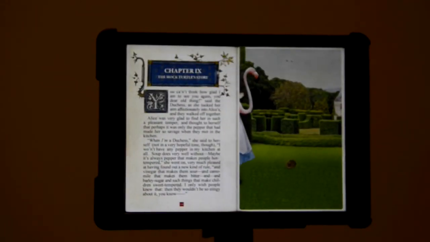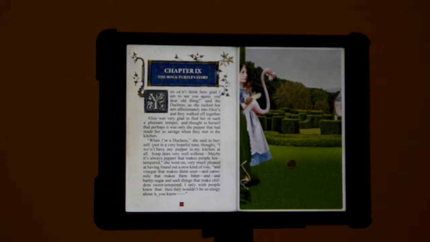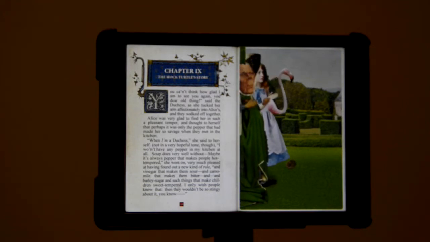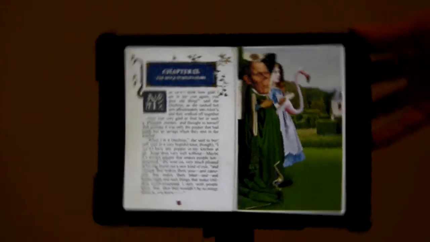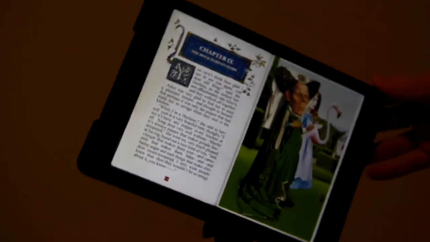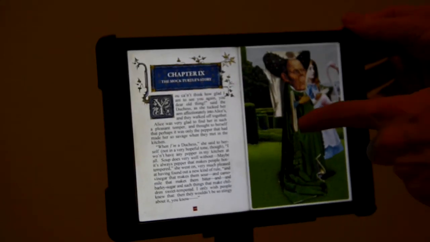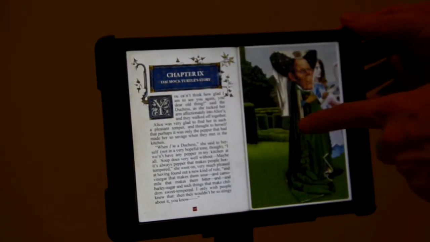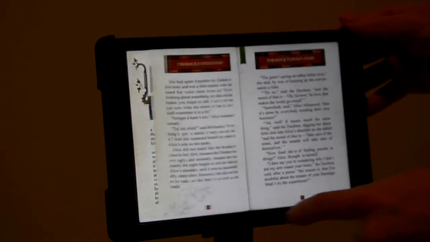Chapter 9, The Mock Turtle's Story. You can't think how glad I am to see you again, you dear old thing, said the Duchess, as she tucked her arm affectionately into Alice's. And they walked off together. Alice was very glad to find her in such a pleasant temper.